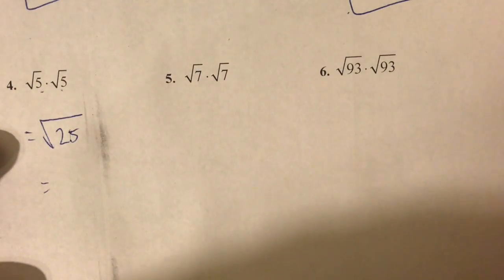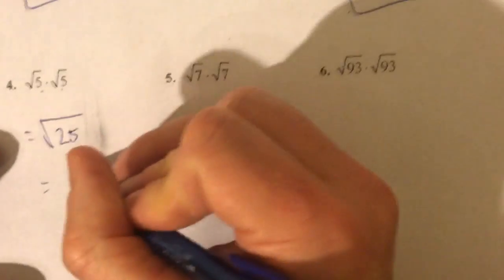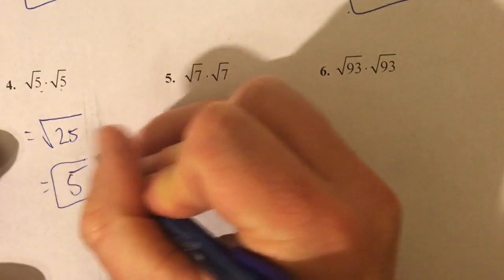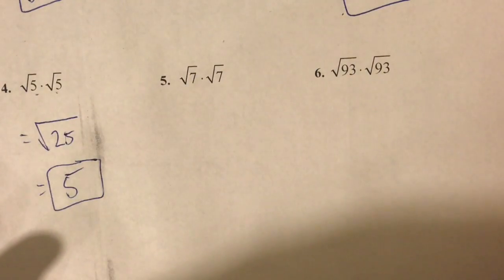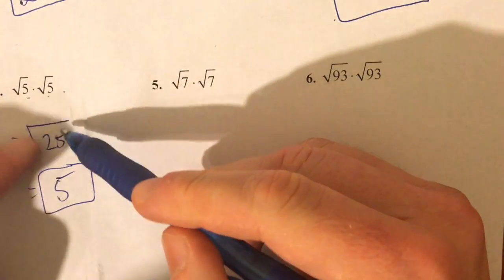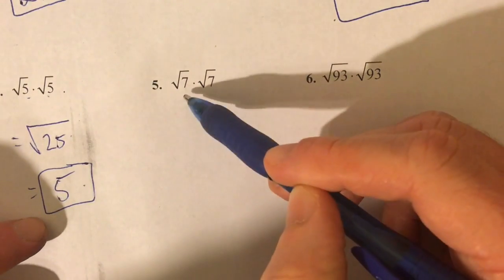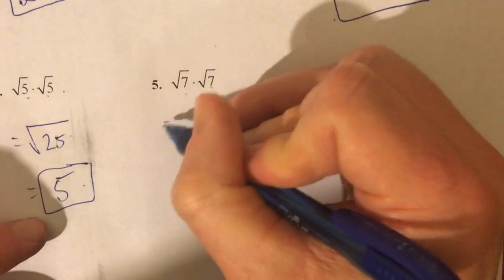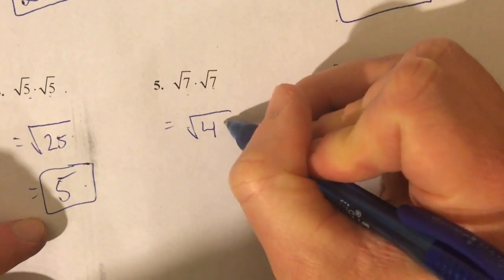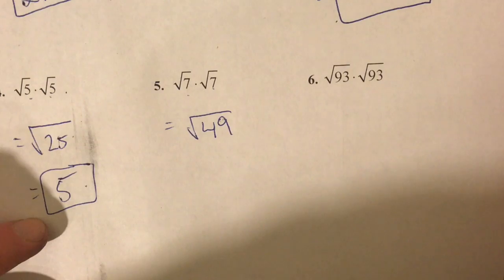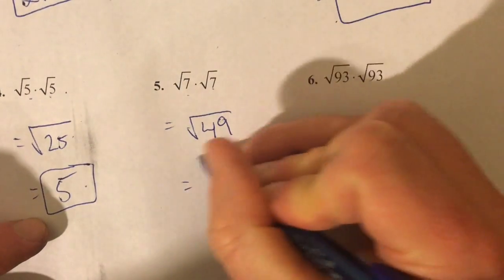And now what's the square root of 25? Well, 25 is a perfect square. The square root of it is 5. No square root left over, no reducing. So root 5 times root 5 gives you root 25, but then that just ends up being 5. Root 7 times root 7 is root 7 times 7, which is 49, but the square root of 49 is 7.